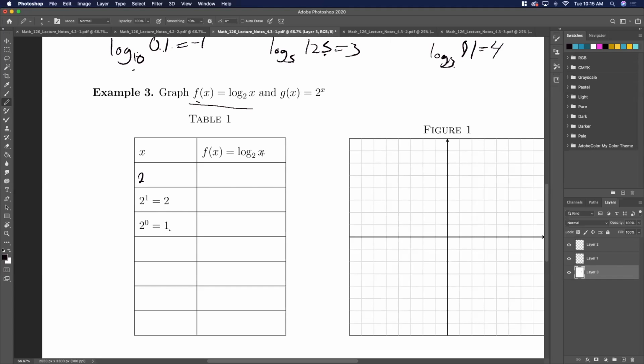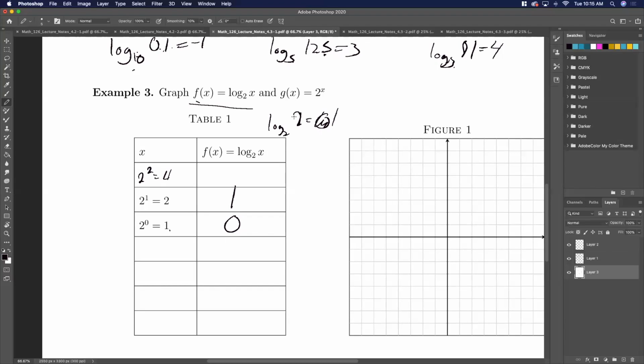So log base 2 of 1 is equal to what? Here I'm asking the question: 1 is what power of 2? Well, 2 to the 0 power, right? Here I have log base 2 of 2: 2 to what power is 2? Well, that would be 1, right? And then if I have 2 to the second power, that'd be 4.